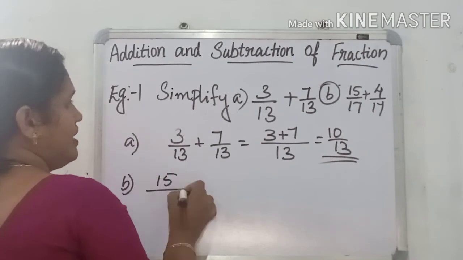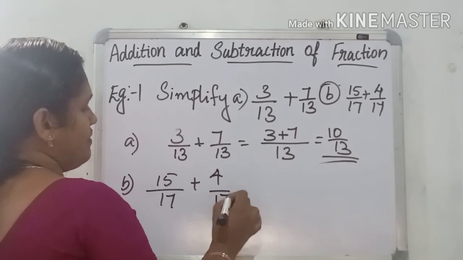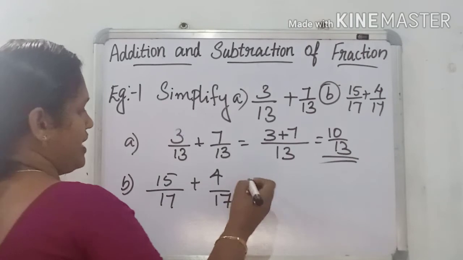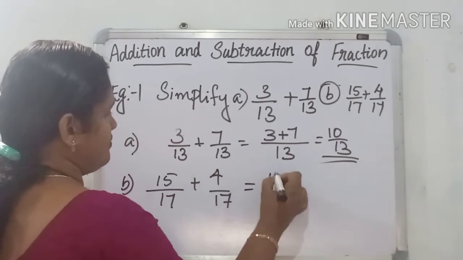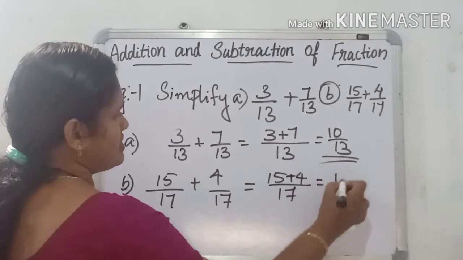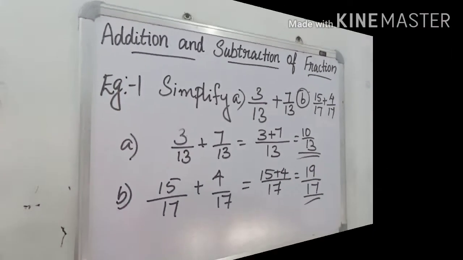15 by 17 plus 4 by 17. Here also the denominators are same. We can add the numerators. 15 plus 4 by 17, which is equals 19 by 17 is the answer.